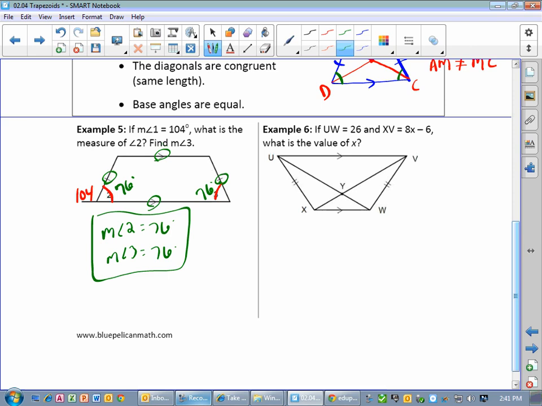Now we've got something to do with diagonals, it looks like. So UW is 26. XV is 8x minus 6. How are UW and XV related? Okay, it's an isosceles trapezoid, so UW is equal to XV. And so we can write an equation, right? XV is the same as UW, so 8x minus 6 is equal to 26.